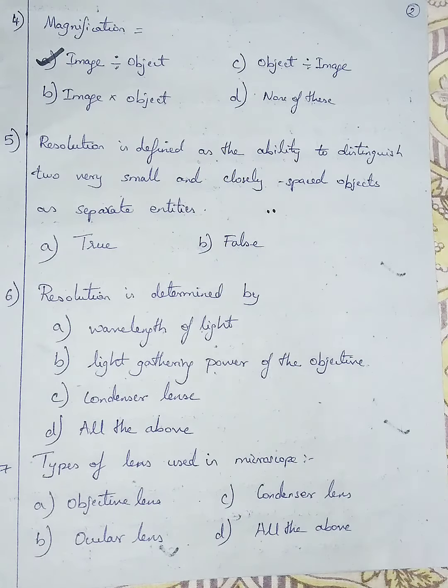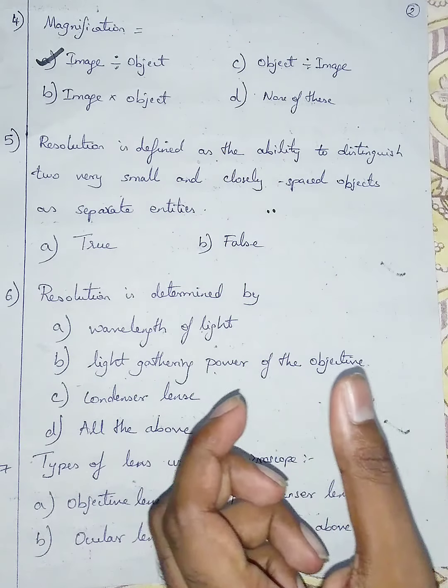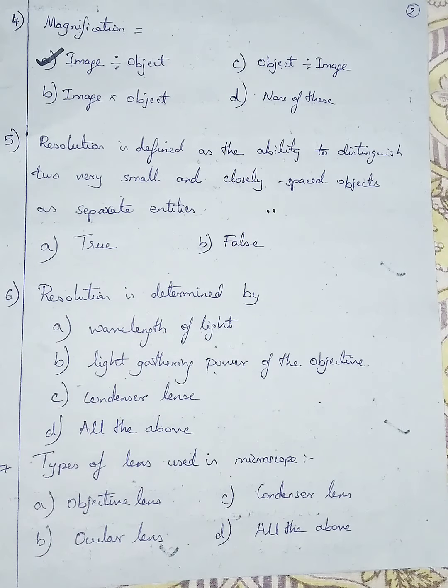That is the amount of resolution needed to make these two points two separate ones, not a single point. These are separate points. That is the minimum distance required, that is the ability to distinguish two very small and closely spaced objects as separate ones.